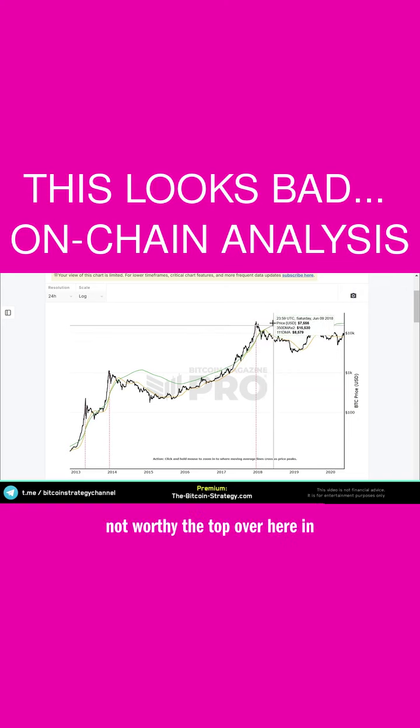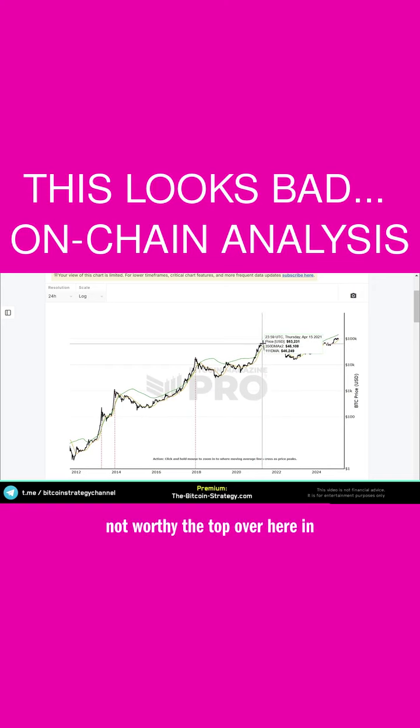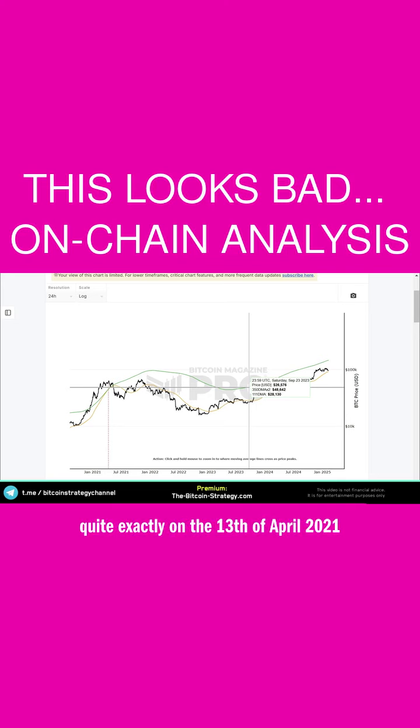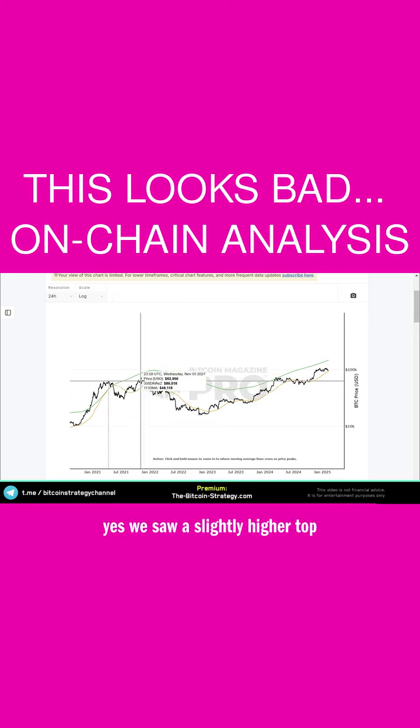But here's what's noteworthy. The top over here in 2021 was predicted. It was not a top that was included in the data due to data fitting, right? That's the fitting in all those prior tops. This here was predicted, and it predicted the cycle top quite exactly on the 13th of April 2021. Yes, we saw a slightly higher top subsequently as well, but still, historically, this was a pretty good indicator.